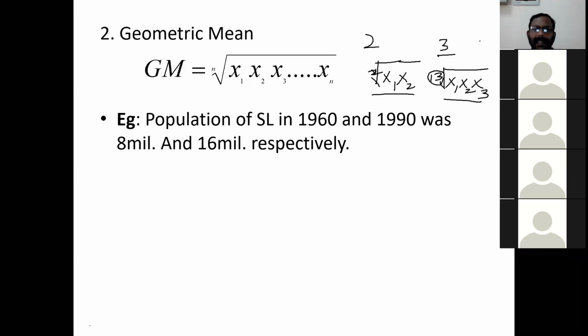Let's take an example. This is a typical example I used to give in the class, but I will take one more example thereafter. The population of Sri Lanka in 1960 and 1990 was 8 million and 16 million respectively, right? So in 1960, what was the population? 8 million, right? In 1990, the population has increased as usual. That is 16 million.